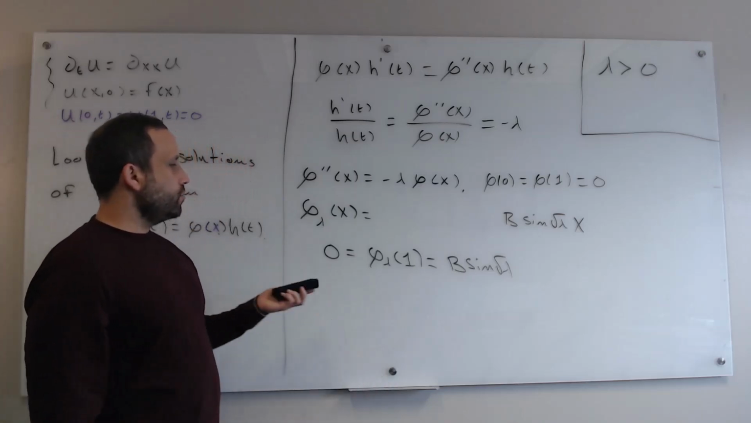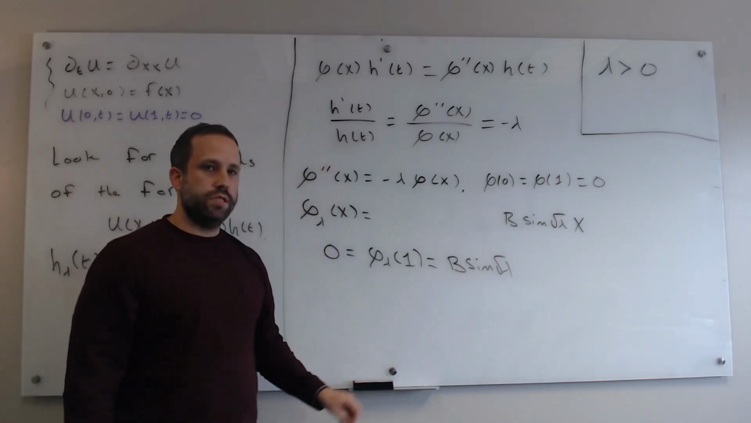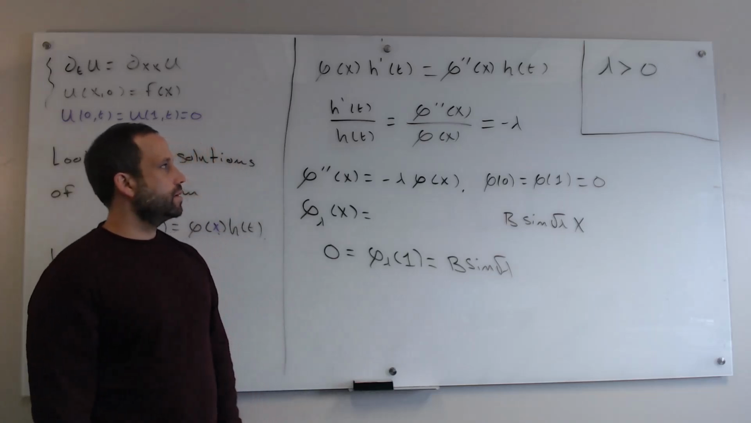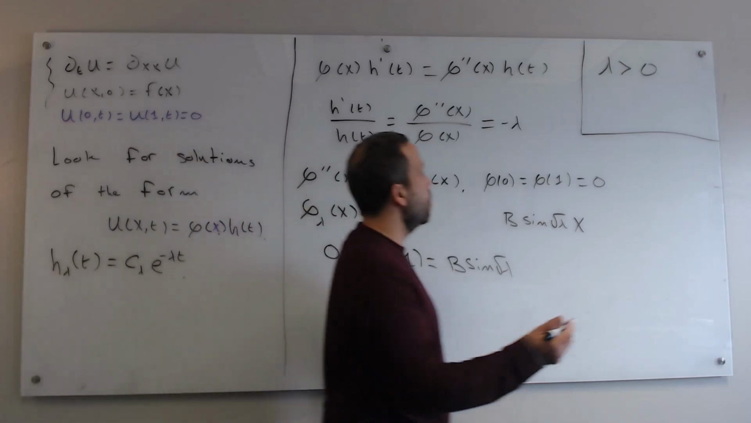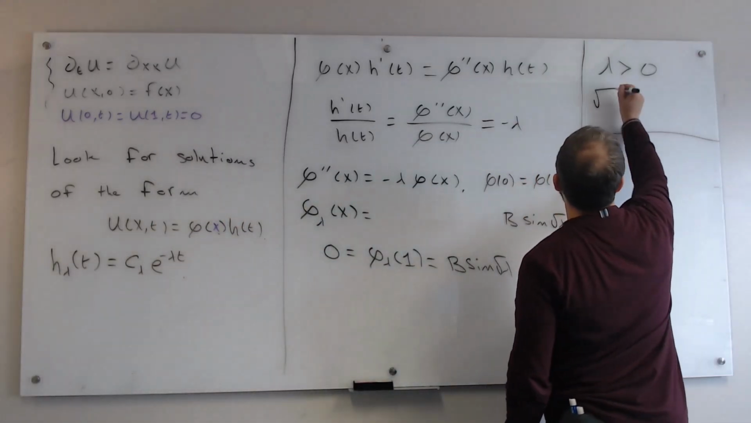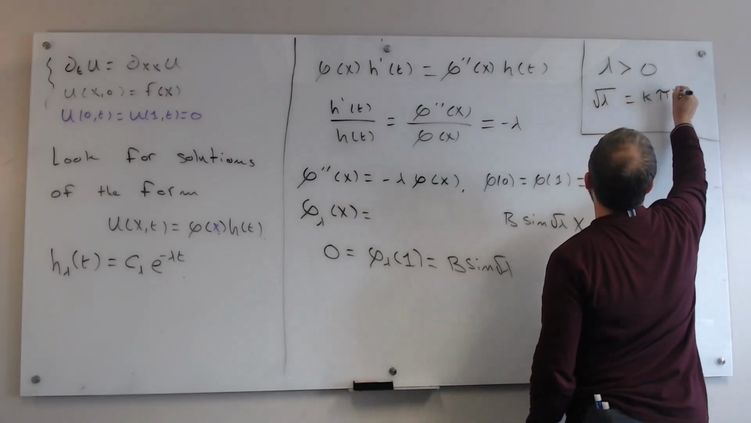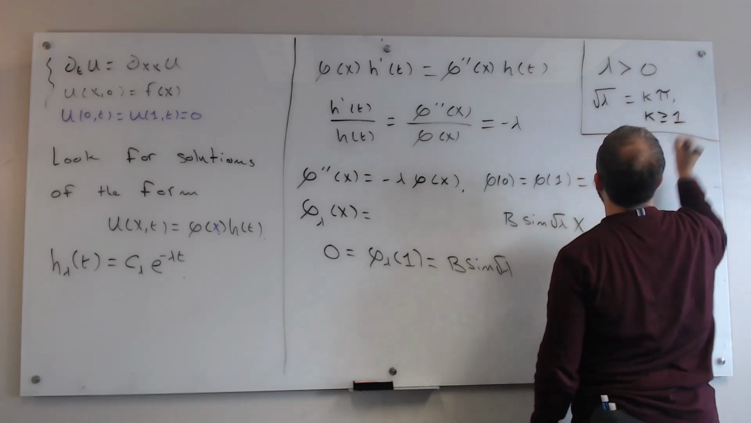Okay, so then what we can conclude is that sine of the square root of lambda must be equal to 0. Well, let's think about it. If sine square root of lambda is equal to 0, what does it mean? It means the square root of lambda has to be equal to k times pi, where k is an integer and k is greater than or equal to 1.